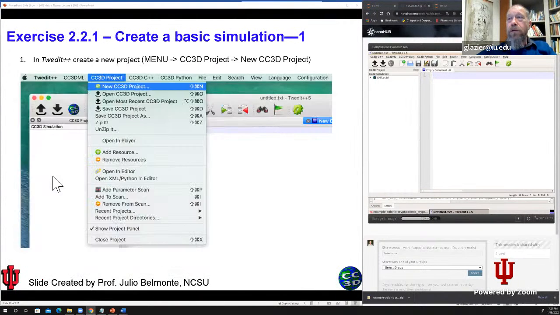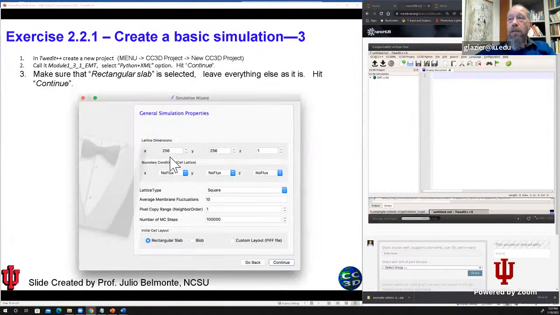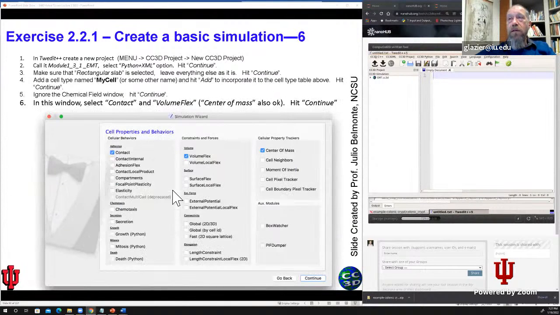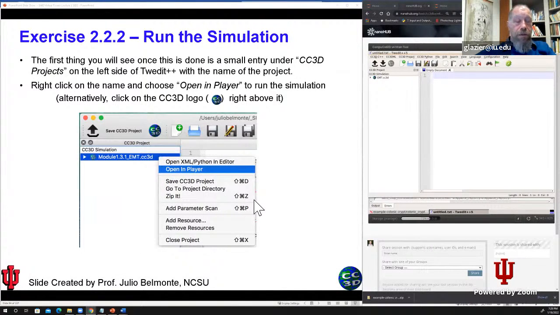Again, I'll walk back through it quickly. New CC3D project. Name of the project. No changes to the simulation properties. Create one cell type. Hit add. Continue. No chemical field. Select contact. Volume flex. Center of mass. Continue. Done. All right.